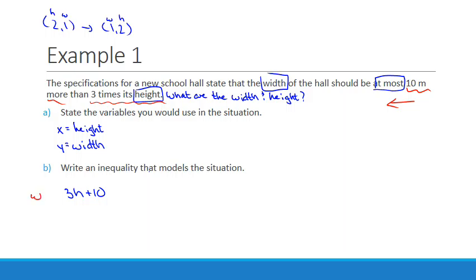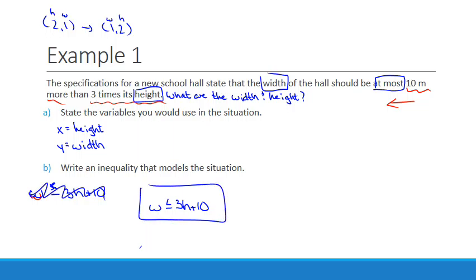But not just equal, at most, meaning it could be underneath that. So the width should be at most this size. It can be equal to that, but it could also be smaller than that. Oh, I wrote that the wrong way, I'm sorry. The width could be smaller than that, meaning the other one is larger. So the width will be less than or equal to 3h plus 10. I'm going to write that here just so it looks a little bit nicer. So that'll be my inequality for the situation.